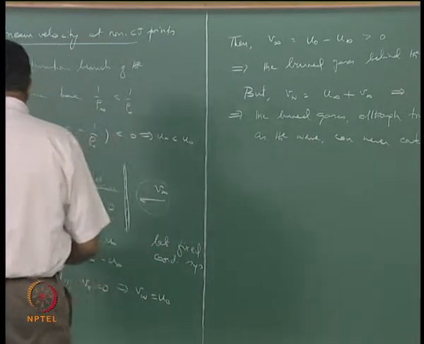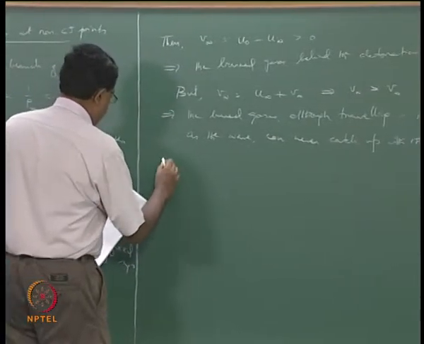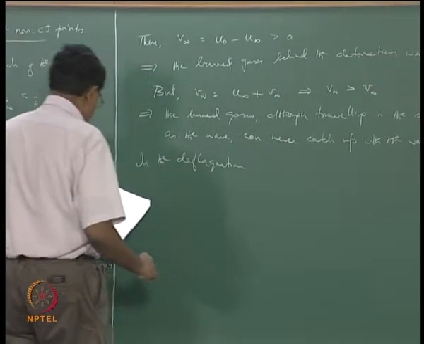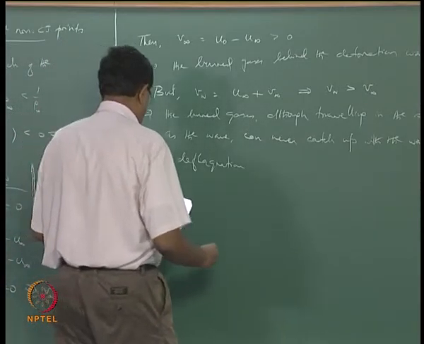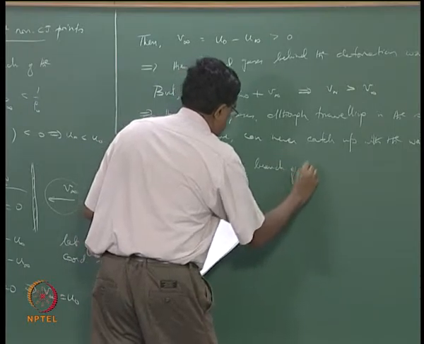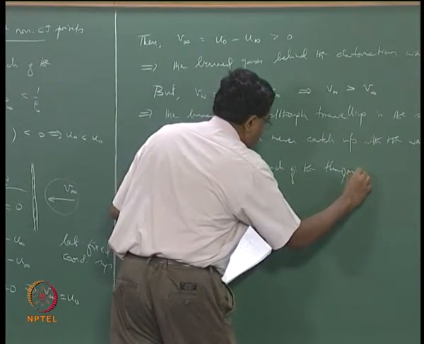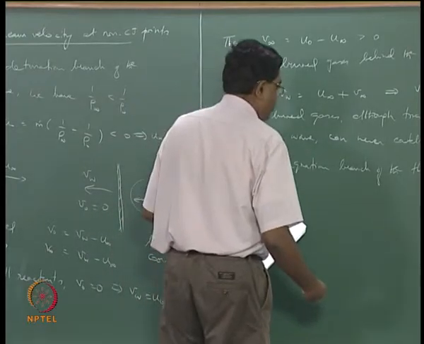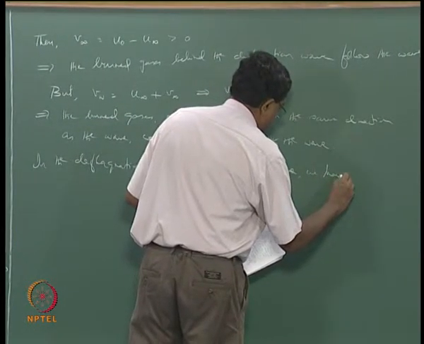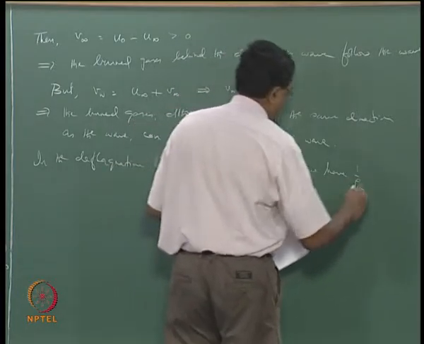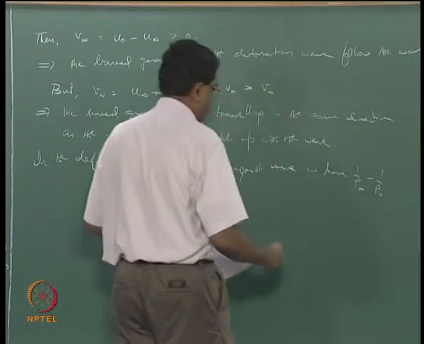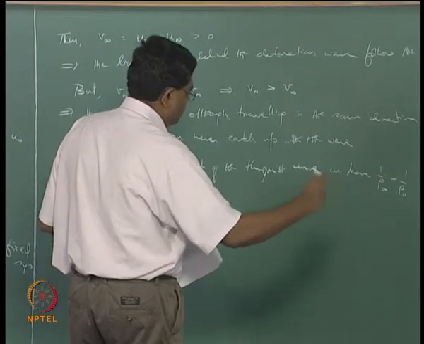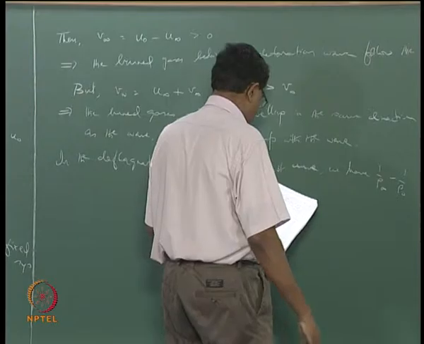What happens when you now have a deflagration? So, in the deflagration branch of the Hugoniot curve, we have 1 over rho infinity minus 1 over rho naught. So, where is the 1 over rho infinity? 1 over rho infinity is on the right side when you get the solution for the lower branch when compared to 1 over rho naught. So, that is actually greater than 0.